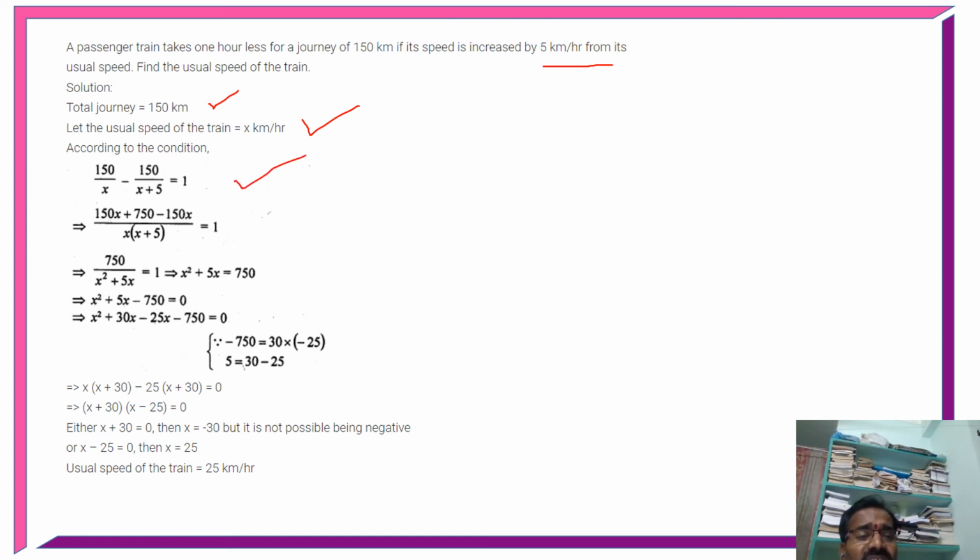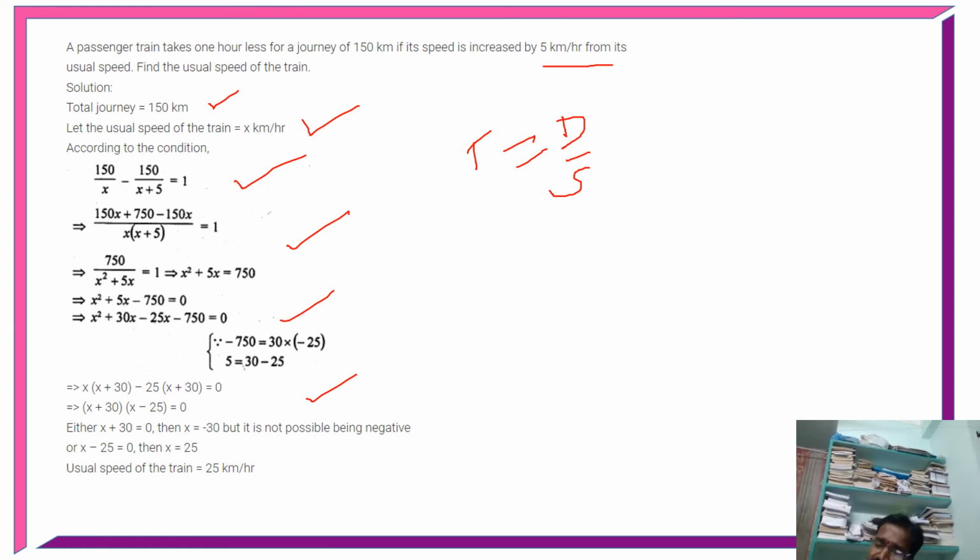So according to the condition, 150 by, time formula is distance by speed. Same application we have done. Many students till now apply and do the simplification. We got a quadratic equation. Apply the splitting middle method or quadratic formula, your wish, unless they mention any method. As it is negative, minus 30 is not possible because speed is never negative. So the usual speed of the train is 25 km per hour. The increased speed, 5 more, means 30 km per hour.